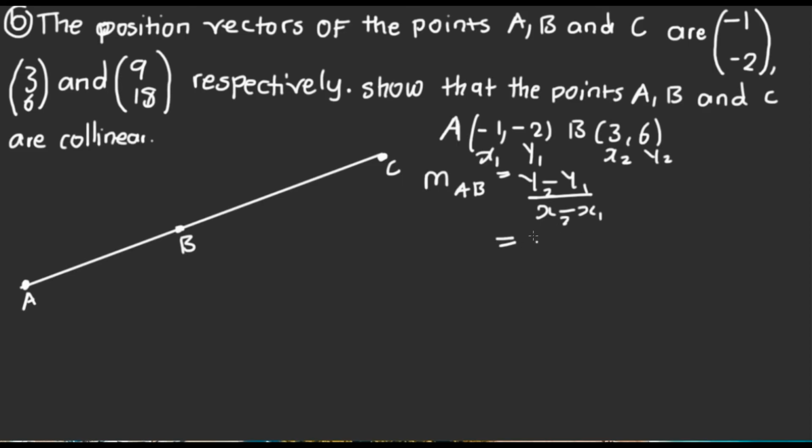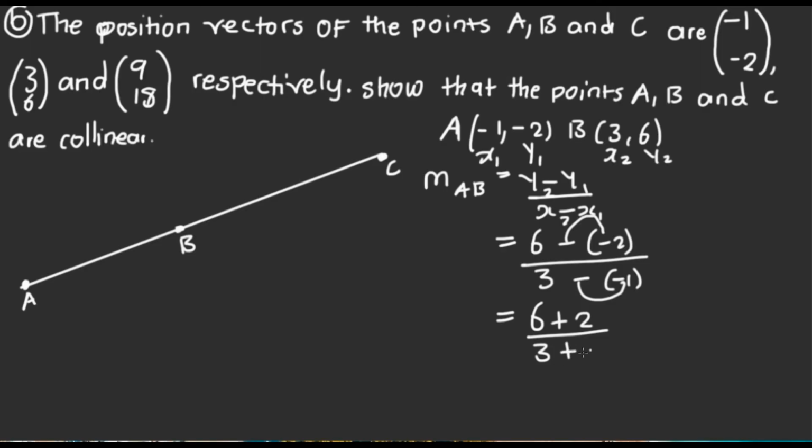So y2 is 6 minus y1 is -2 over x2 is 3 minus -1. So we know that negative times negative is positive. 6 plus 2 is 8. 3 plus 1 is 4. 4 into 8 will give us 2. So the gradient for line AB is 2.